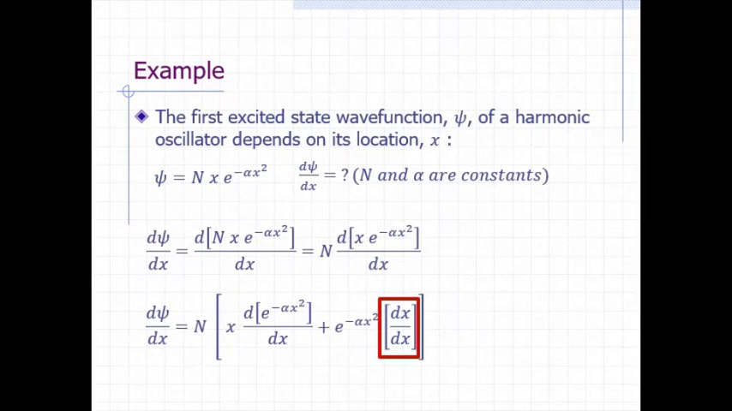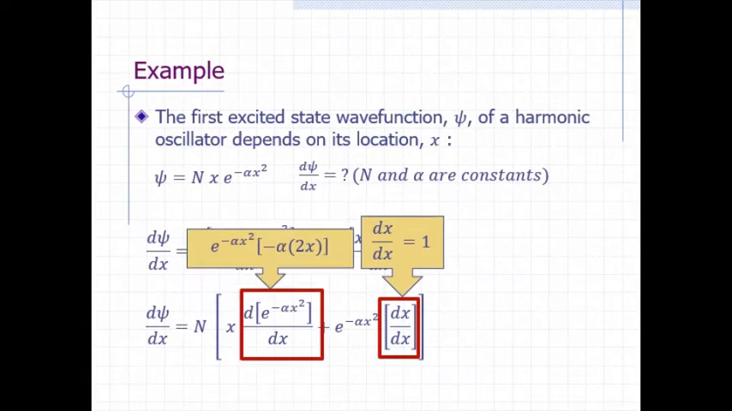The derivative of x with respect to x is obviously just equal to 1. And earlier, we found the derivative of e to the negative alpha x squared to be e to the negative alpha x squared times negative alpha times 2x. The only thing we have left to do is make the substitution to get the expression for the derivative of psi with respect to x as a function of x.